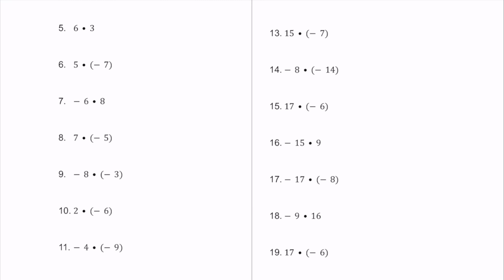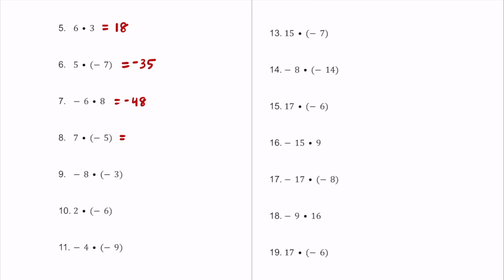So for number 5, we're just going to multiply a positive 6 and a positive 3. That should equal positive 18. For number 6, we have a positive 5 and a negative 7, so 5 times 7 is 35. But we have one opposite sign, so it's going to be the opposite of 35, or negative 35. For number 7, we have negative 6 times 8. Well, 6 times 8 is 48, and we have the opposite of 6, so we're going to have the opposite of 48, or negative 48.